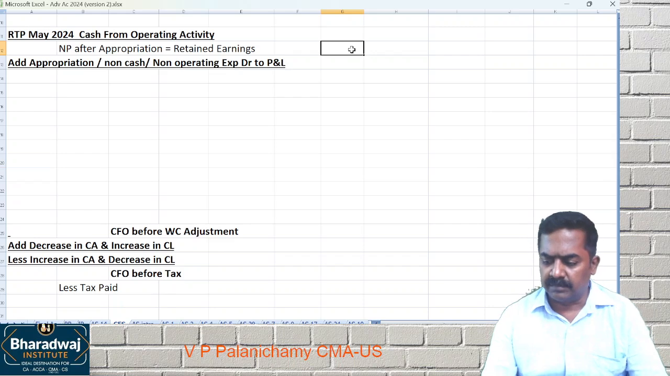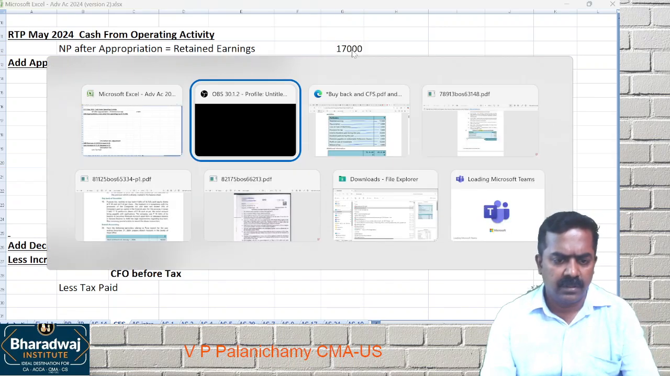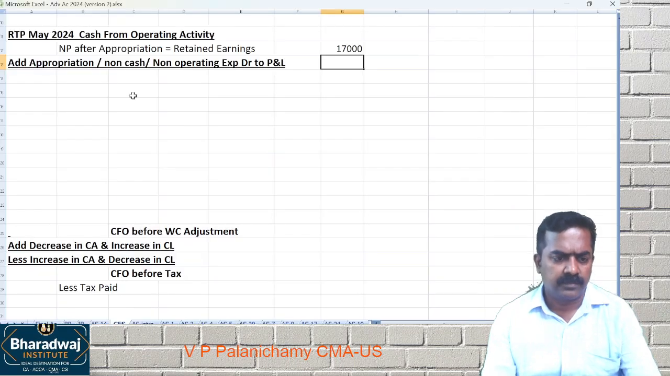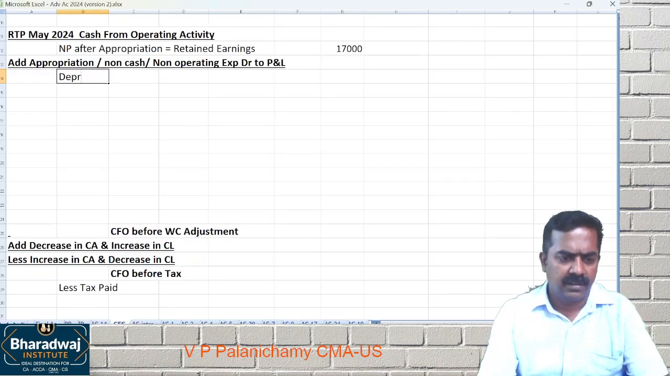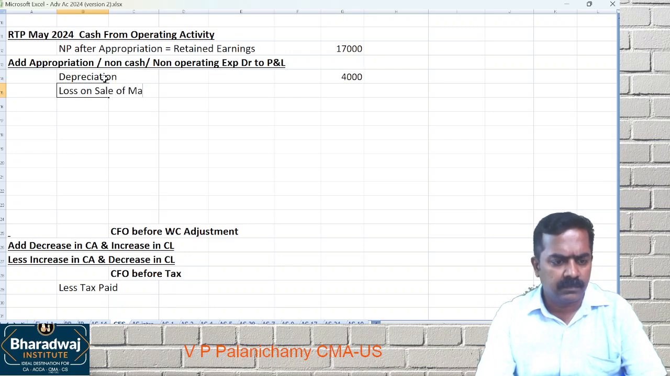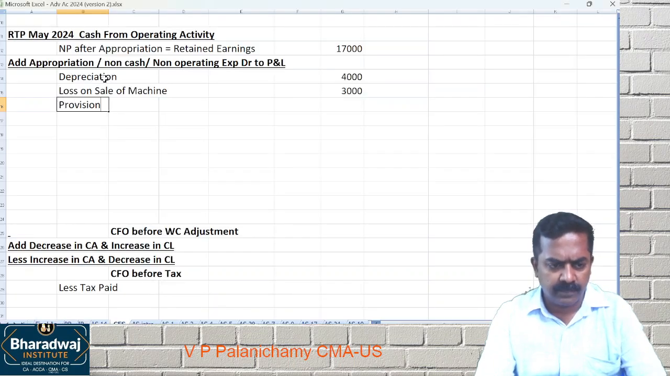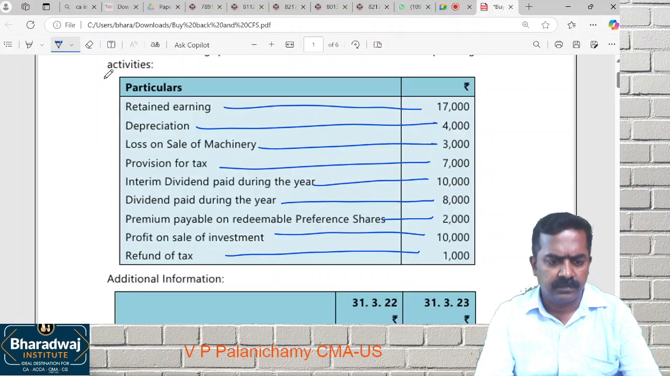What is the retained earnings given in the question? 17,000. What are the things you have to add back? Everything. Depreciation, how much is there? Then 3,000. Then provision for tax. $7,000.